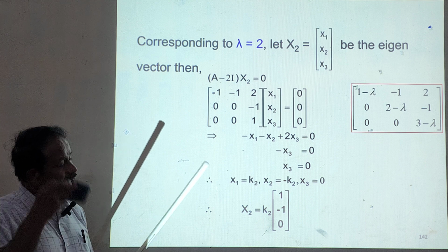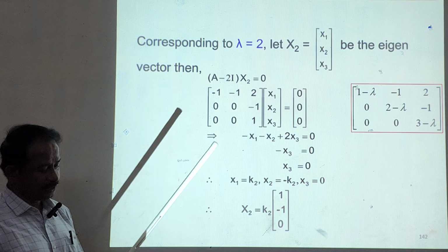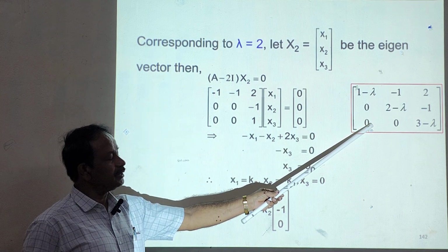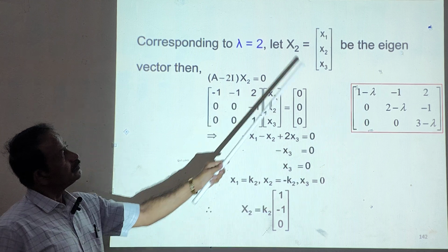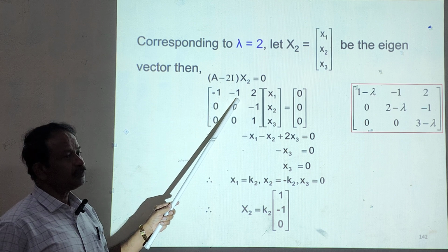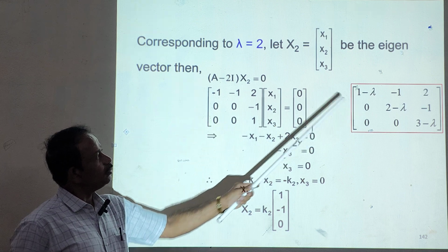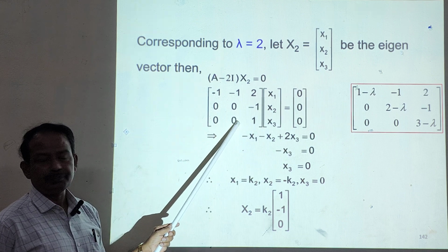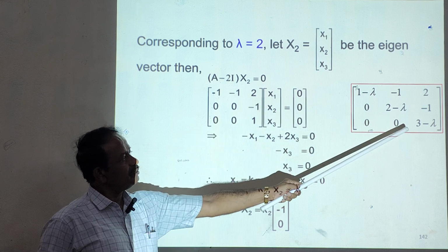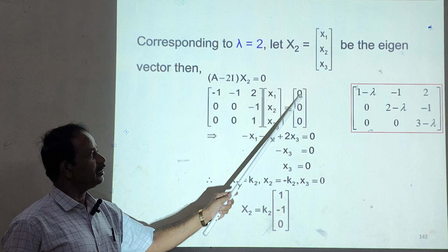Now we will go for the next eigenvalue, lambda equal to 2. So lambda equal to 2 implies just substitute here in the A minus lambda I matrix. You will have 1 minus 2, which is nothing but minus 1. So we have minus 1, minus 1. Here it is nothing but 2, so here it is 0, 2 minus 2, which is nothing but 0. The next one will be minus 1, again 0, 0, and 0, 0, 3 minus 2, which is nothing but 1. So multiplied by x1, x2, x3, equal to 0, 0.